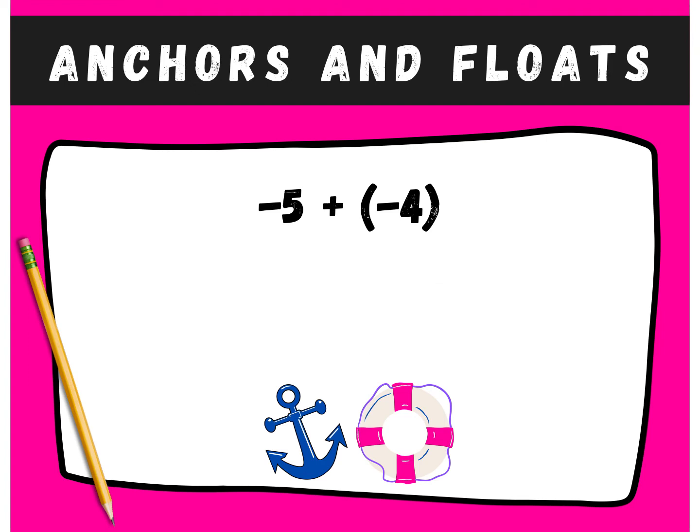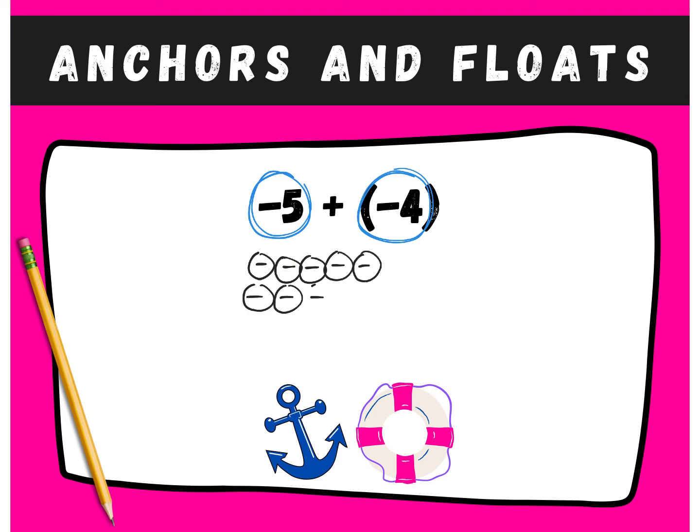Now here I have a problem that looks slightly different, and that's because I have -5 plus -4. We haven't yet looked at one that has 2 negatives. Now if I'm going to model this the same way I did before, I'm going to have 5 negatives, and then I'm going to follow those 5 negatives with 4 more negatives. In this case, even though I lined them up in the exact same way, I put the 5 on top and the 4 on bottom, I don't have any 0 pairs.